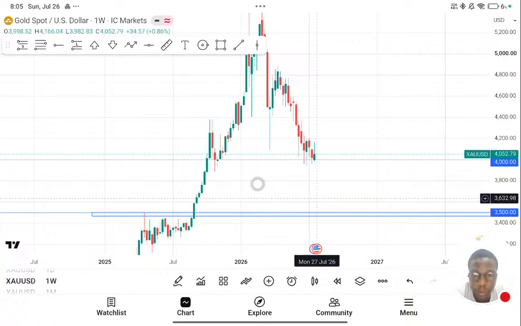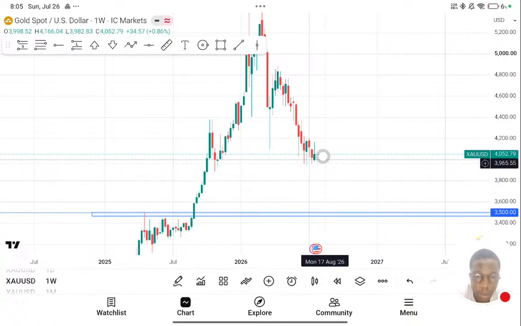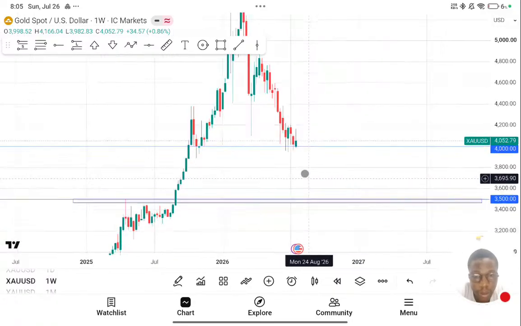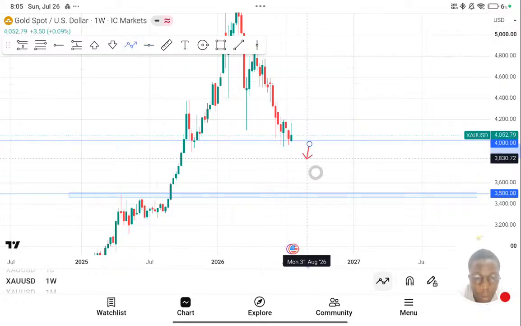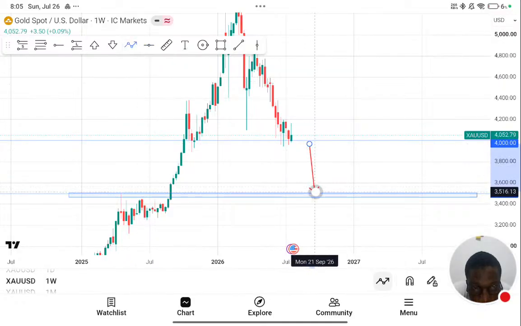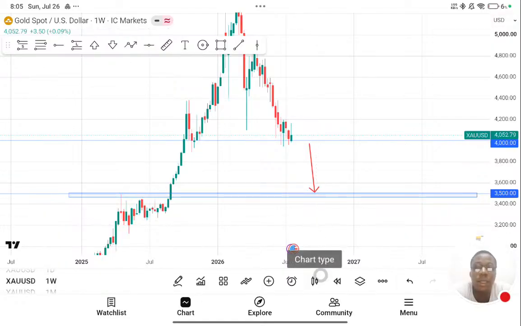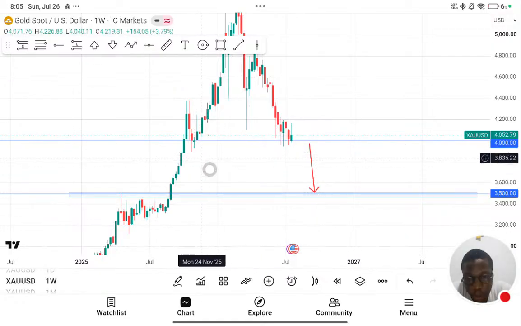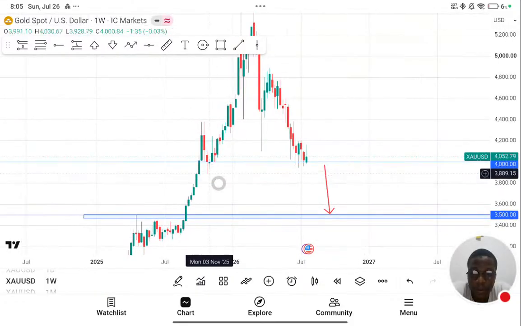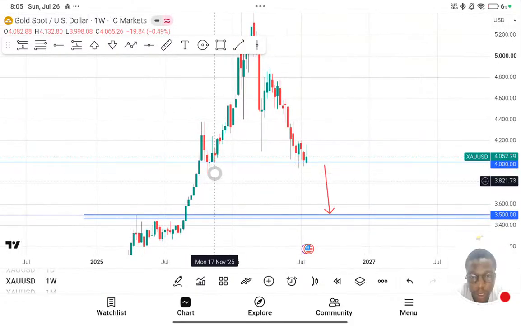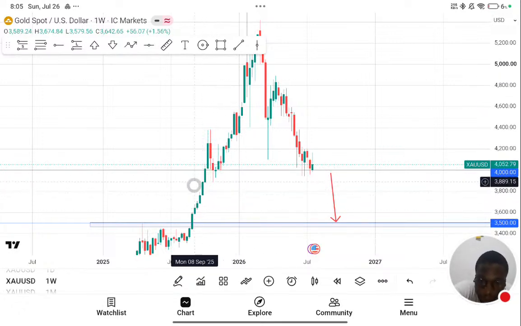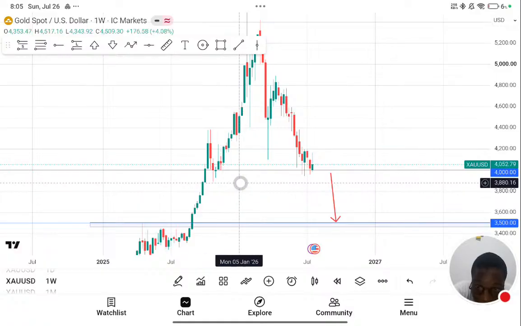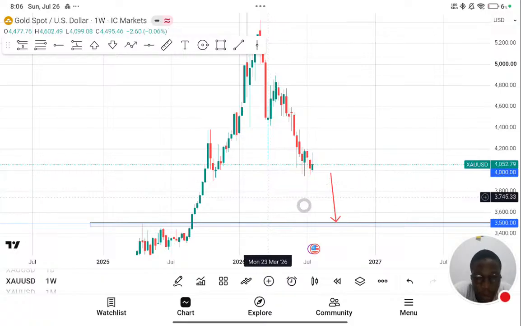So, once the 4,000 level breaks, the next level is here. That's what I see happening. It wants to come and retest 3,500. There's a whole lot of liquidity below this level. There's a whole lot of money here, people that have been buying since last year, September 2025. Price is wanting to come home. So there's a whole lot of liquidity below 3,800, 3,900.